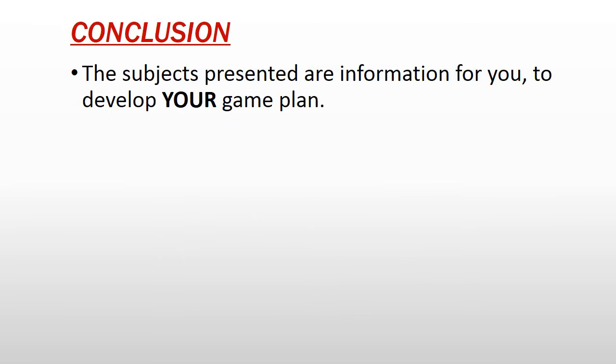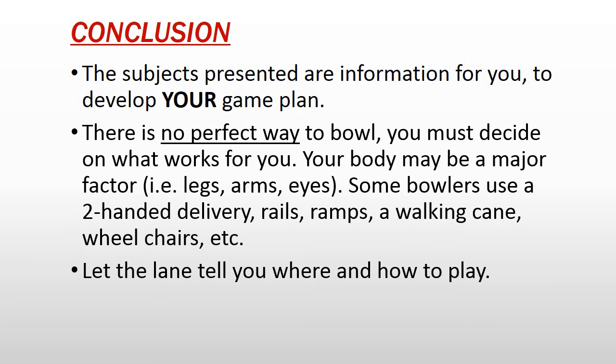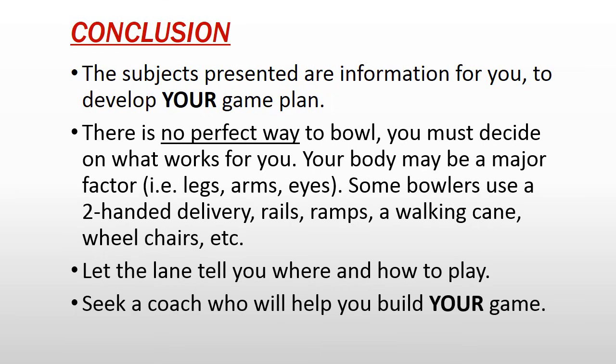The subjects presented are information for you to develop your game plan. There is no perfect way to bowl. You must decide on what works for you. Your body may be a major factor. Legs, arms, eyes. Some bowlers use a 2-handed delivery. Rails, ramps, a walking cane, wheelchairs, and so forth. Let the lane tell you where and how to play. Seek a coach who will help you build your game.